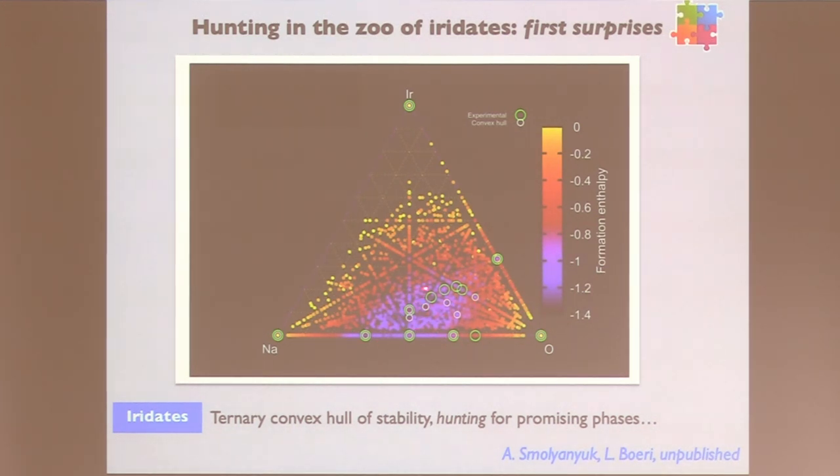And you see here, the green things are phases that are experimentally known. The white things are the ones that we predict to be stable. So there is quite a good agreement between the two, and there are a few extra phases which are not found by experiments. We have a lot of data also on this part, but the first part we were looking at is actually the simplest thing, the iridium-oxygen line.